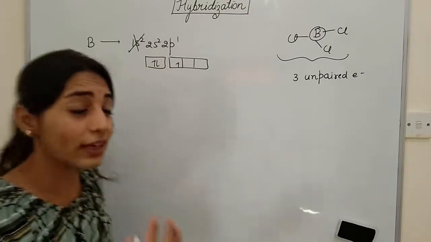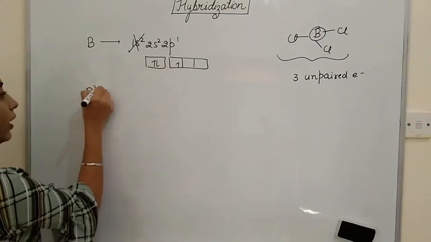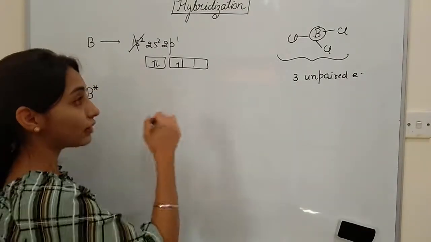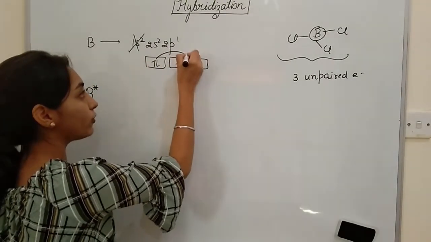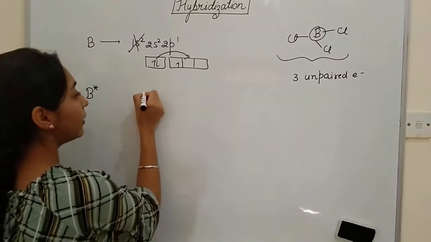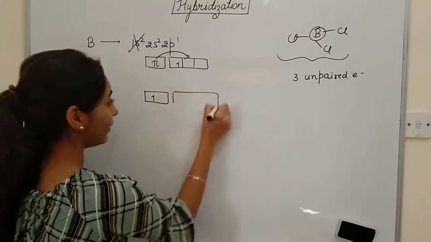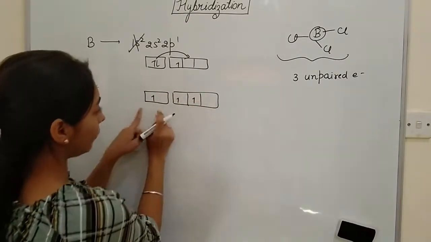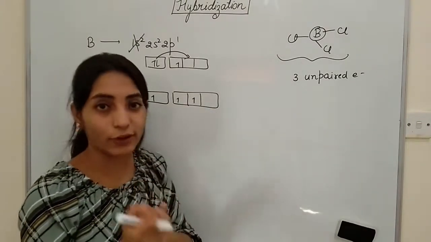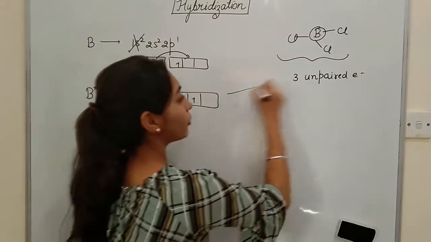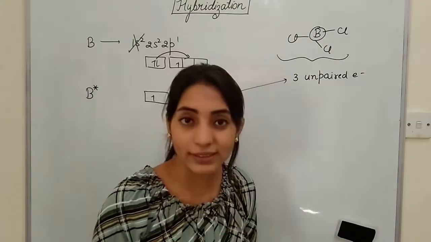So boron needs 3 unpaired electrons. What will happen? There will be excitation. The energy will be obtained from the atmosphere, so an electron goes from 2s to 2p. When the electron gets excited, we have one 2s electron and 2 2p electrons. That means now we have a total of 3 unpaired electrons.